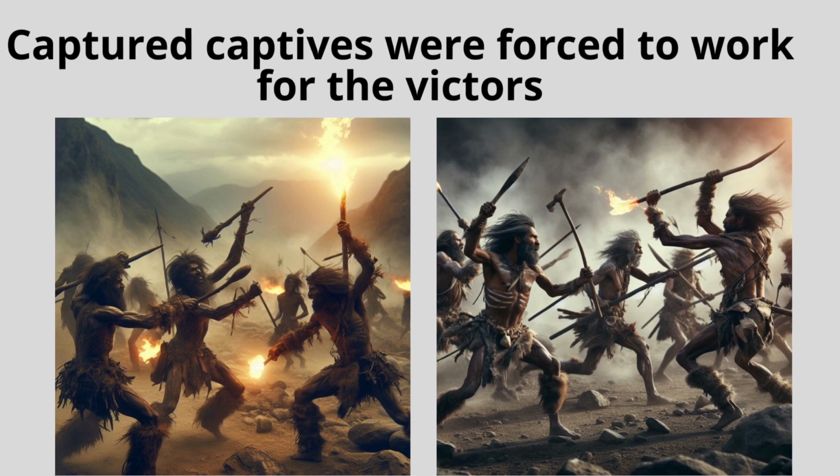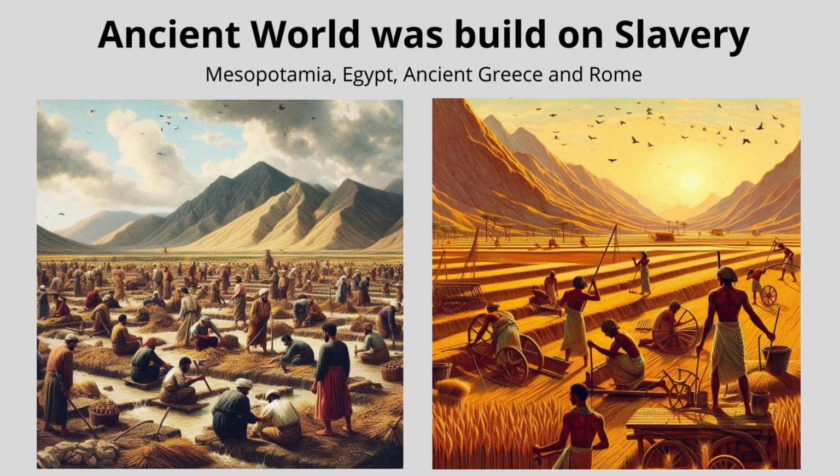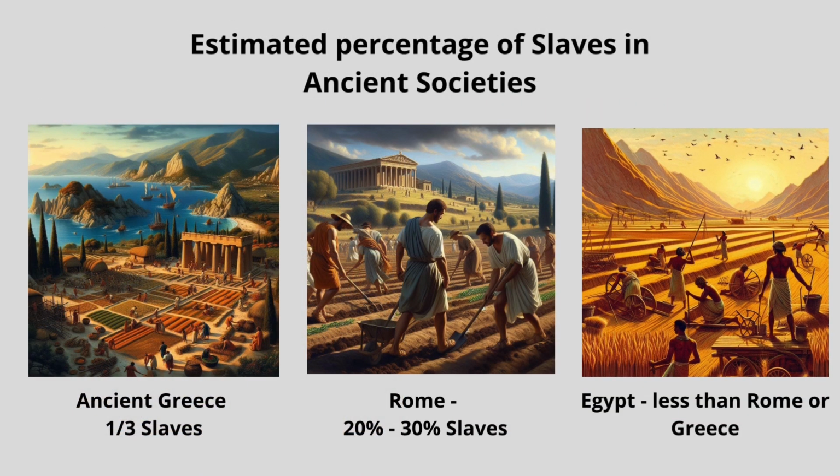But slavery was, in the first civilizations, one of the most important points of building these civilizations. In Mesopotamia, ancient Egypt, ancient Greece, and Rome, slavery was common and played a major role in building these civilizations and their economies. Estimates of historians are as follows. The largest percentage of slaves was in ancient Greece. It was about 1/3 of the population. Then Rome, 20 to 30% of the population.